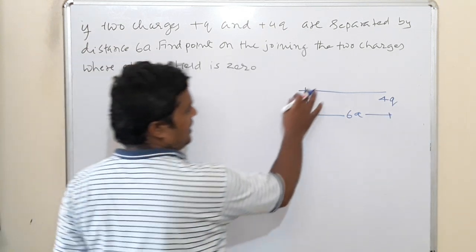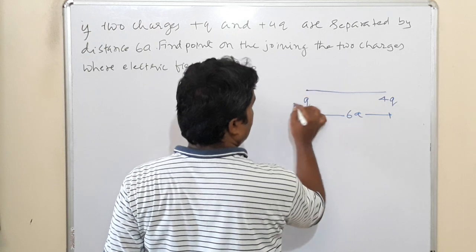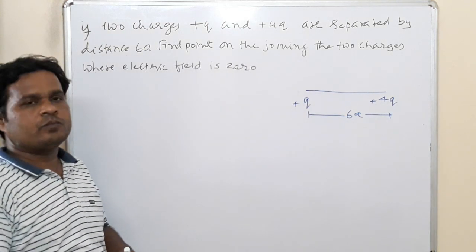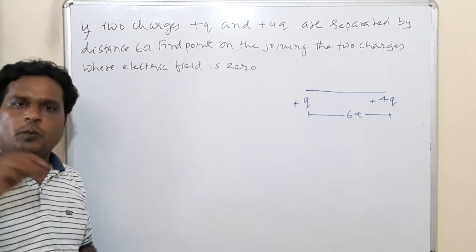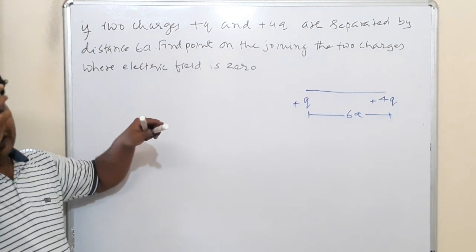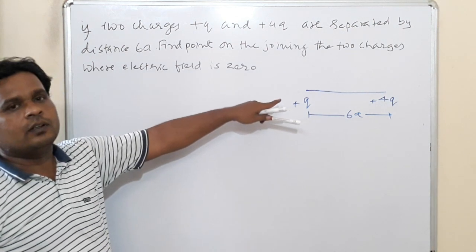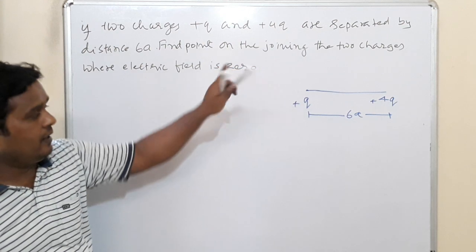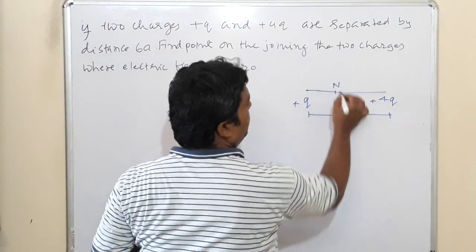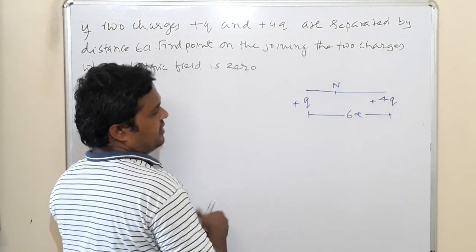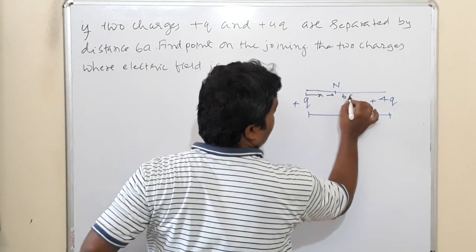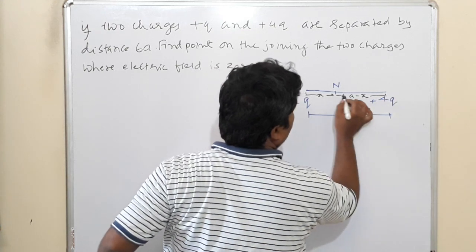Let us revise yesterday's concept. Plus Q, plus 4Q: it is a system of like charges. For a system of like charges, where does the null point, or neutral point, where the electric field is 0, lie? In between the charges or outside? It lies in between. You take anywhere here in between. This is the null point. Let us say this distance is x from Q and it will be 6a minus x from 4Q.